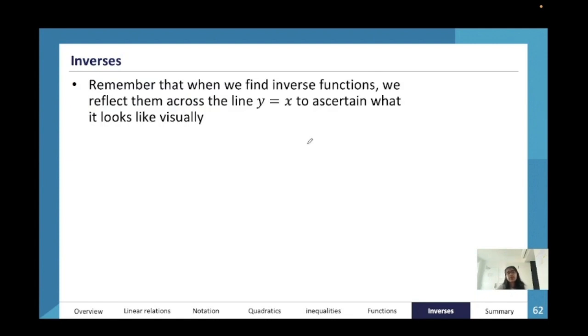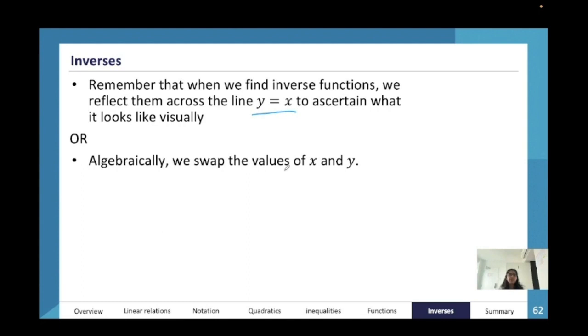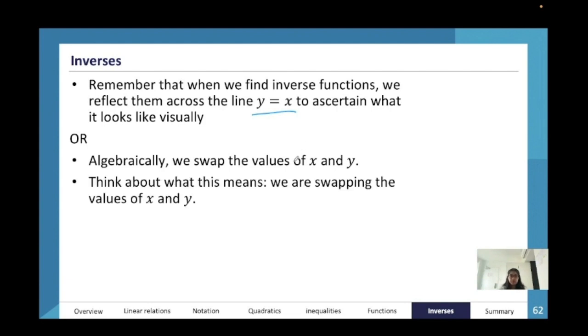Okay, so a few things to remember. When we find the inverse function, it's reflected on the line y equals x. So that will help you think about how the graph might look. And we can also say we swap the values of x and y. So if they already give you a graph and ask you to draw the inverse function, you don't need to do all this algebra. You can just visually reflect it on the line y equals x. Or if you're given the equation, you can always use algebra to swap x and y like we've been doing so far.